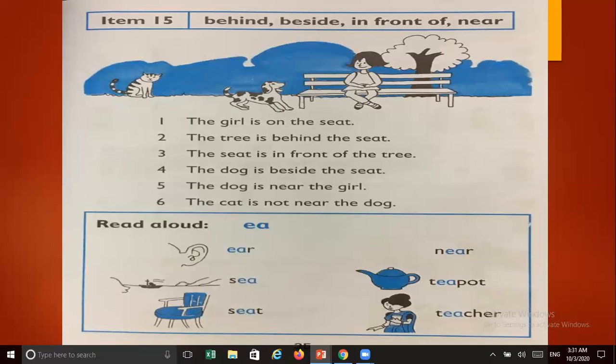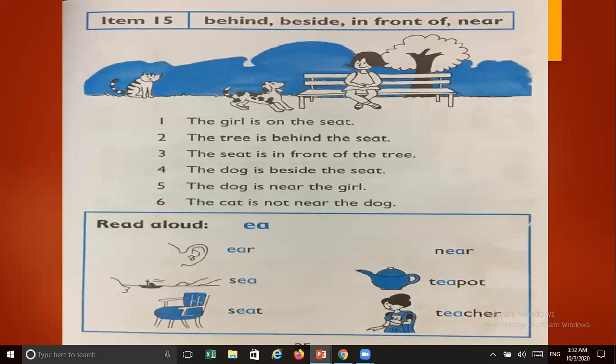The next word is near. NEAR. Near, just like ear. If you add N in the beginning, it will be near. Ear or near. You only have to add N in the beginning.